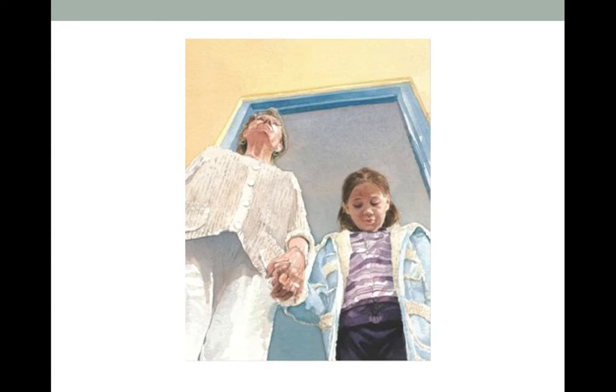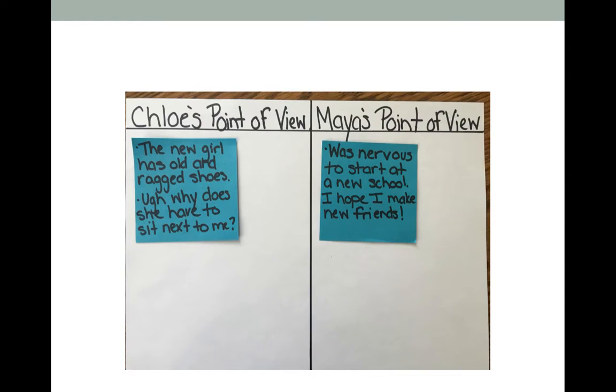So I would start in the beginning of the story when Maya has just come into the class and the teacher is introducing her. So I would model for the students that from Chloe's point of view, the new girl has, from the text, old ragged shoes and shoes that aren't meant for snow. And I said she was probably thinking, oh, why does she have to sit next to me, when the teacher has Maya sit near her and Maya smiles and she doesn't smile back.